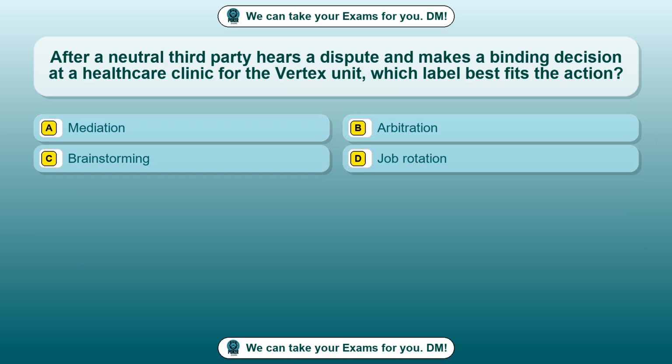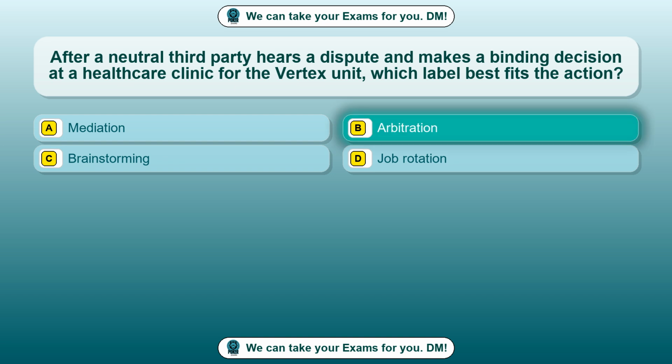Question 47. After a neutral third party hears a dispute and makes a binding decision at a healthcare clinic for the Vertex unit, which label best fits the action? Option A, mediation. Option B, arbitration. Option C, brainstorming. Option D, job rotation. The correct answer is option B, arbitration.